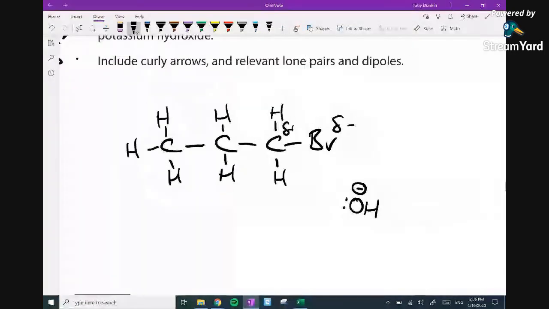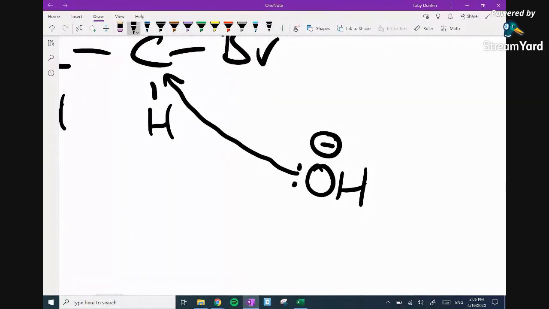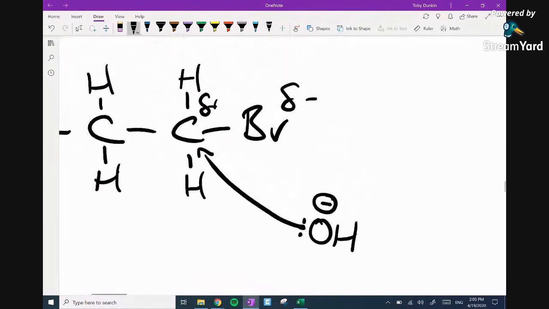Now, the delta tells you where it's going to attack. So we're now going to do a nice solid curly arrow straight from the middle to the C. Notice where I'm starting. I'm not starting here, I'm not starting here. I'm starting dead in the middle of the lone pair of electrons. There's my first curly arrow.